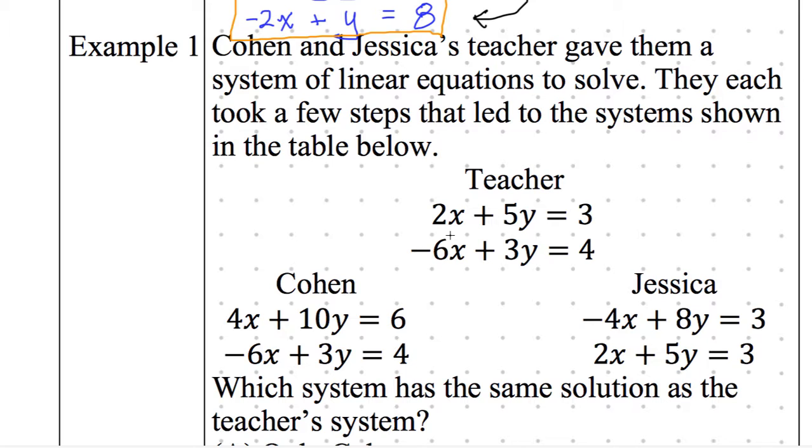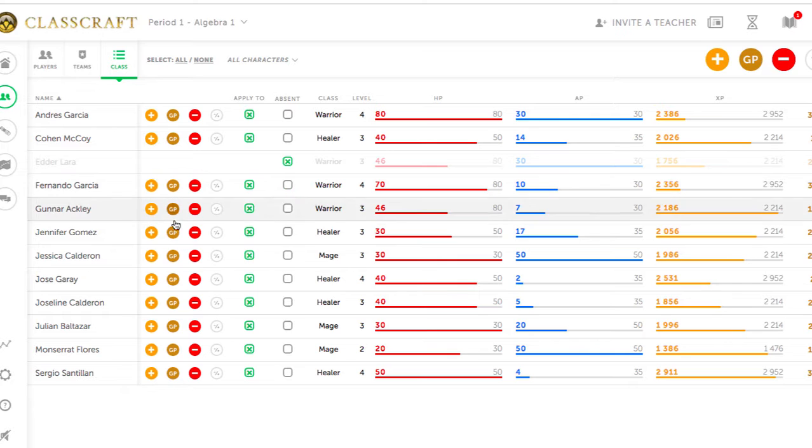Cohen and Jessica's teacher gave them a system of linear equations to solve. They each took a few steps that led to the system shown in the table below. All right, thank you. Jessica, you can turn in your card.